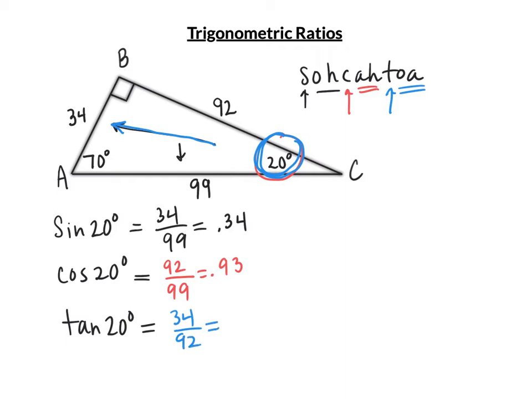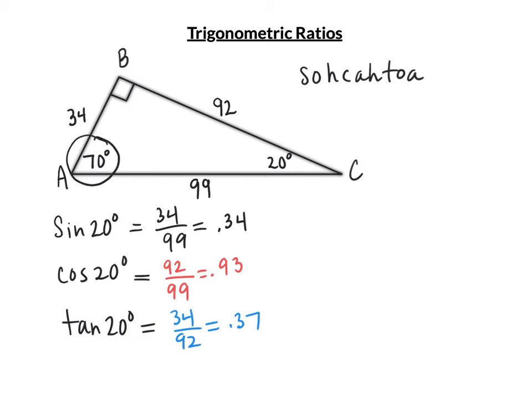We get about 0.37. I use the 20 as my point of reference, but I could certainly use the 70 as my point of reference. Then if I did the sine of 70, I'm looking at the 70, sine is opposite over hypotenuse. The opposite side is the 92, and the hypotenuse opposite the right angle is the 99.